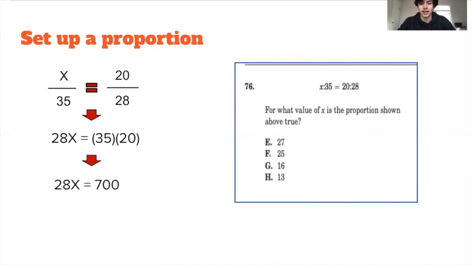If we multiply this out, we get 28x equals 700. Now we can divide both sides by 28 to get x alone. 20 over 28 is equal to 5 over 7. 25 over 35 is equal to 5 over 7. The equation is now true. Therefore, our answer is x equals 25, or option F.